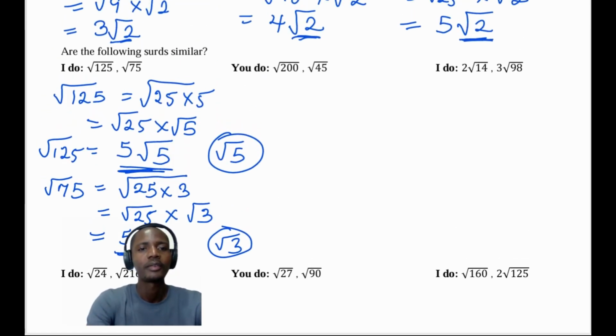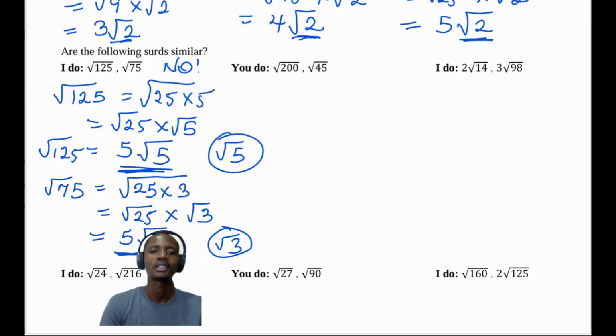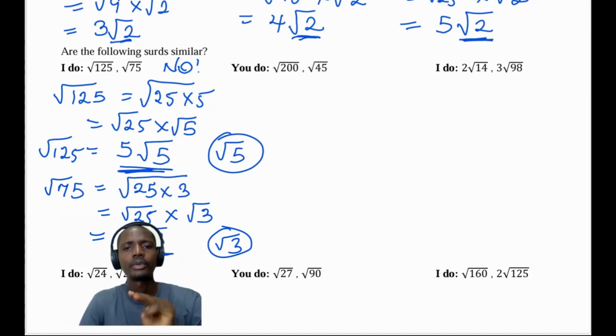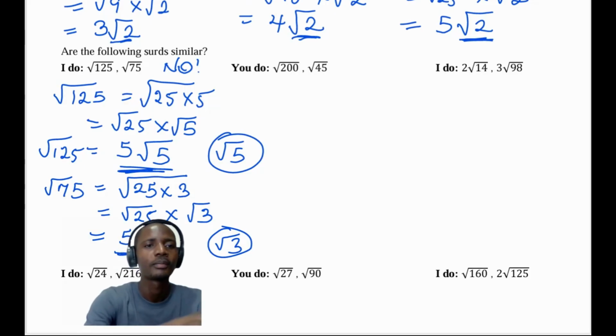So, are the following surds similar? No. They are not similar. Now, you should do root 200, root 45. I need you to check if they are similar. Do you have them to be similar? Okay. Let's check.